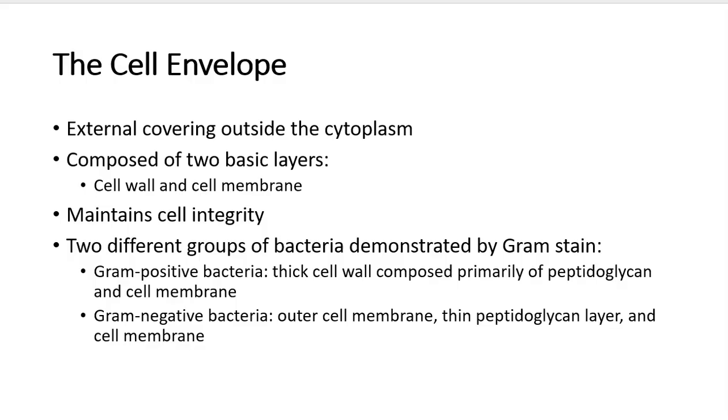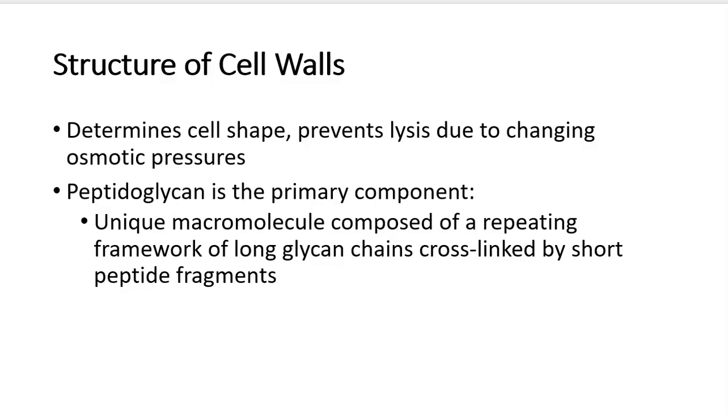Bacteria don't change their gram stain. Staphylococcus will always be gram-positive. E. coli will always be gram-negative. Whatever it is, that is its staining property, okay? And so we can put these into these categories. All right, so let's look at this.